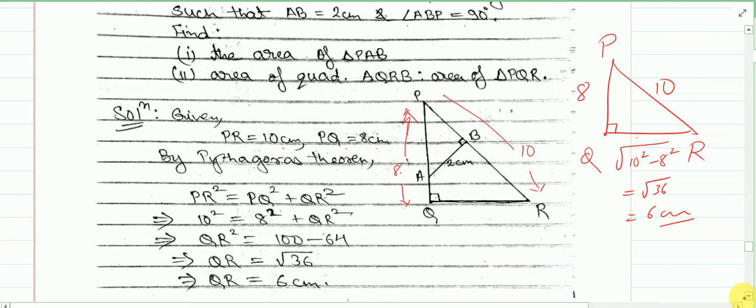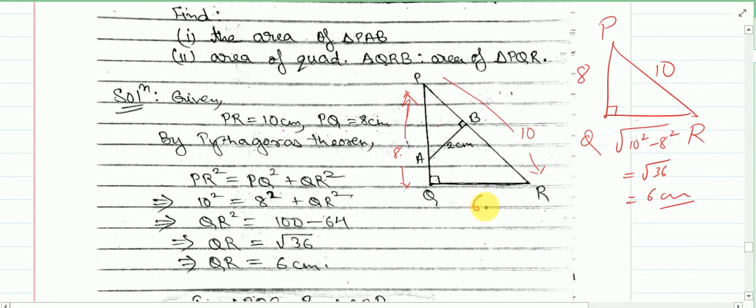So now we know this. Now what we will do, we will try to prove that this smaller triangle PAB is similar to triangle PQR. Here we observe that this angle is common for the smaller triangle PAB and for PQR. This is 90 and here it is 90. Clear? So triangles PBA and PQR are similar.